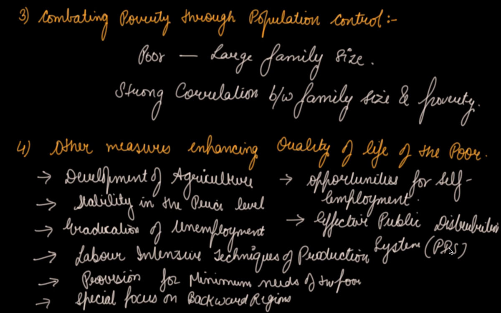So the supply of food grains and other essentials of life to the below poverty line population of the country is made through this public distribution system. So that was all about the measures to eliminate poverty.